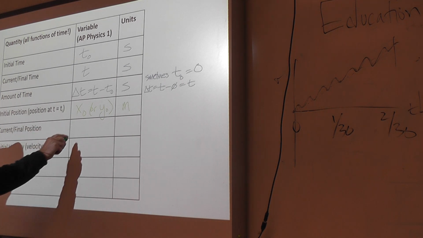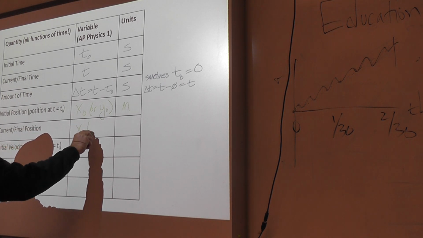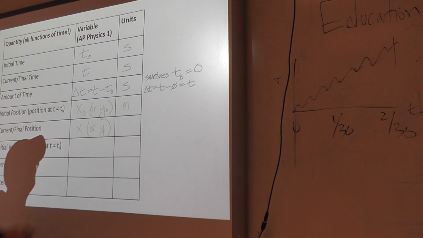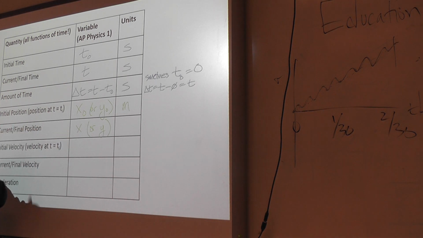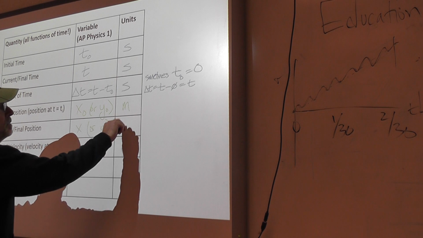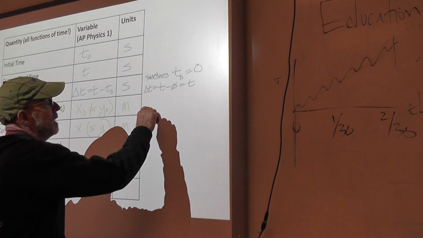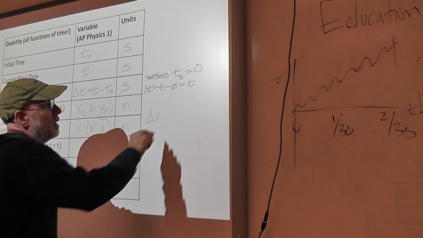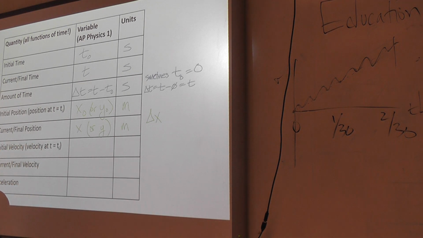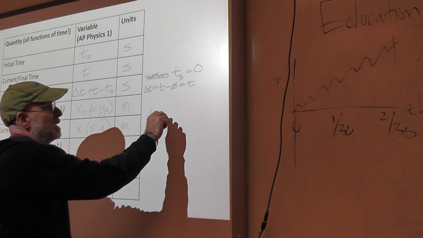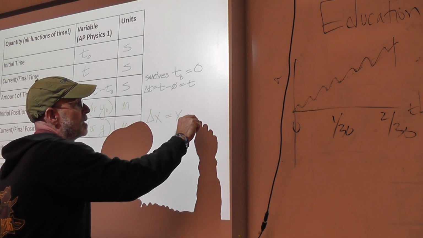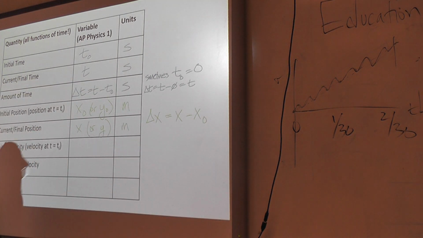Okay? And then our final position is going to be just regular x or y. And again, this might mean where you are at any given time, or it might mean where you are at the end of the time period in interest. It depends on the context. And that's going to be measured in meters as well. And we already talked about the definition of displacement, but just to make it abundantly clear, displacement is always going to be whatever your final position is minus your initial position.